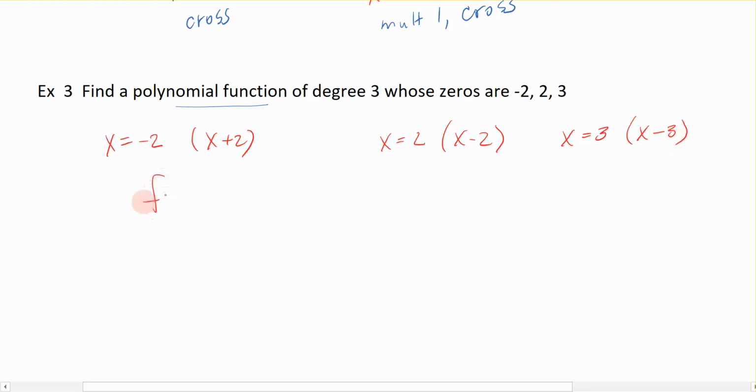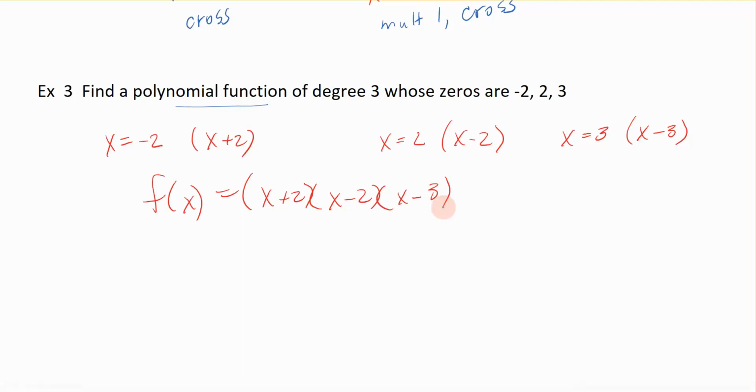So the function, if these are the zeros of the function, then in their factored form it would look like x plus 2, x minus 2, x minus 3. So this is the polynomial function in its factored form. I might be asked to expand this form, and when I say expand or simplify, that really just means I need to get rid of all of these parentheses. To do that, you work in pairs.